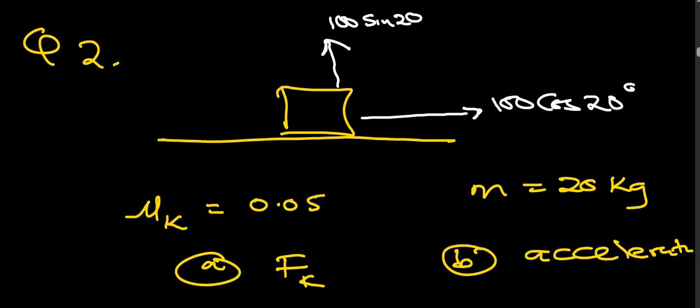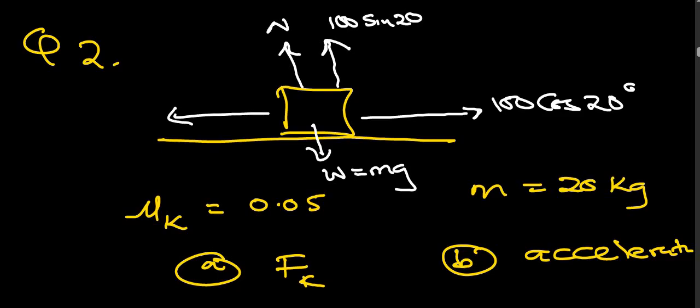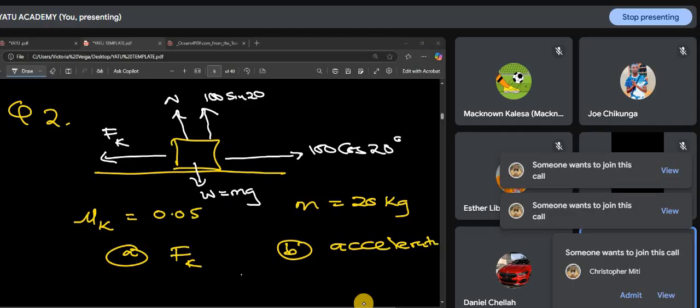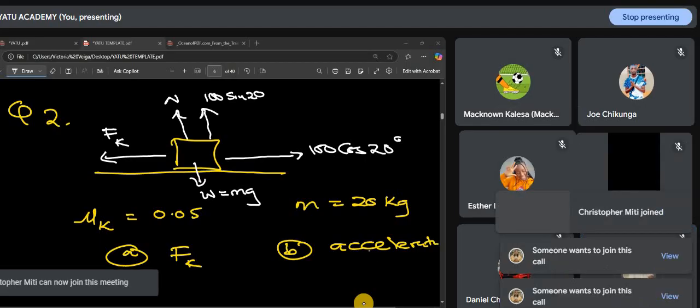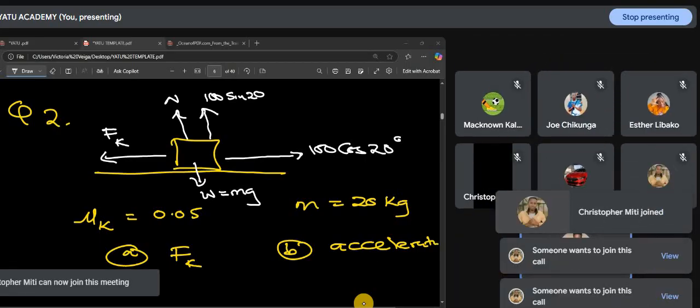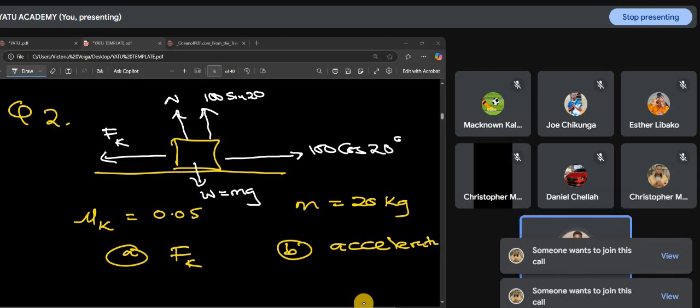Then aside from this, you know the box has weight, right? Weight is equal to mg. Then there is a normal force here. Then we know there is friction also on this side. So this is the first step per Newton's laws. The hardest part when you're doing Newton's laws is to see all the forces acting on that particular object. And for this question that I gave you, these are the forces acting on the object.